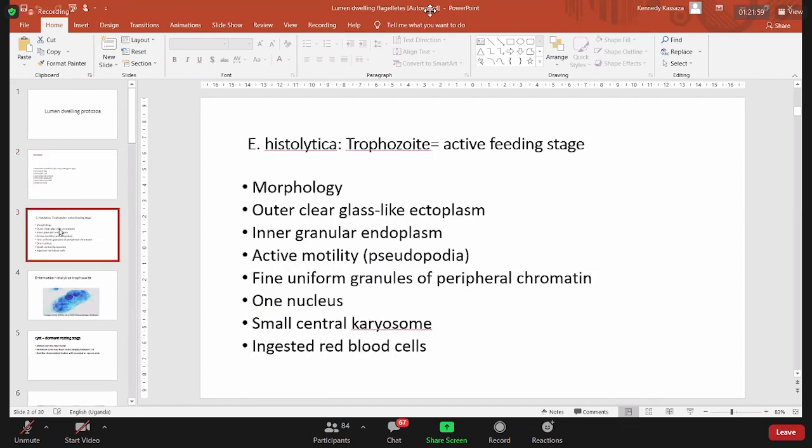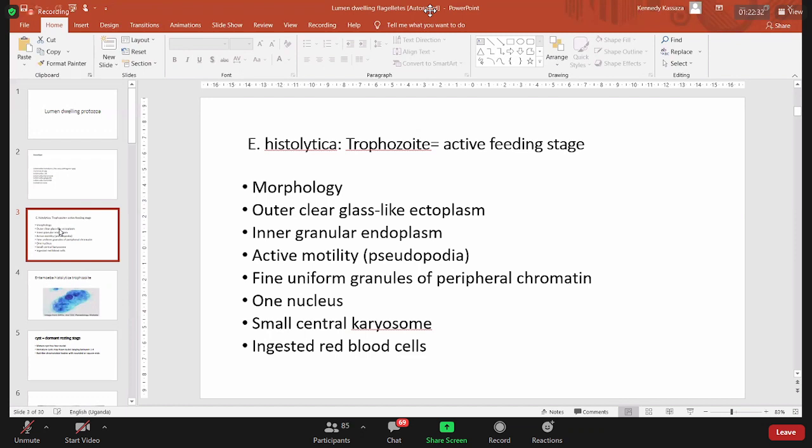So we shall look at the pathogenic species, Entamoeba histolytica, and it has two developmental forms. The first one, which is the active feeding stage, is known as the trophozoite. And let us look at the structure of the trophozoite of Entamoeba histolytica.